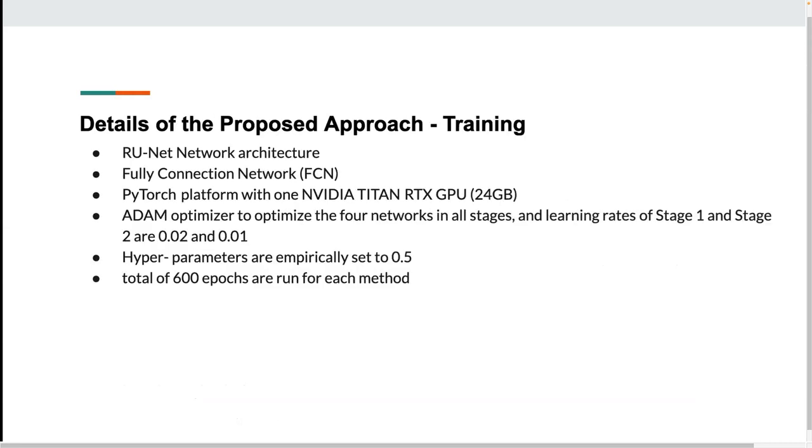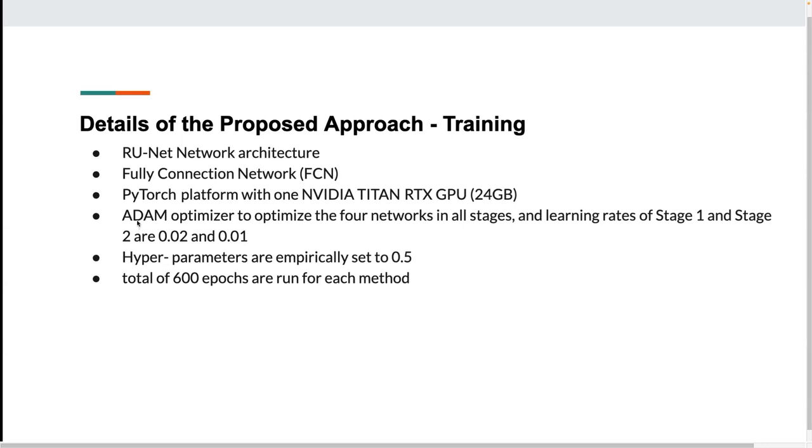So let's talk about the model that they use. They use the UNet network architecture, and the reason they use this one is that they want to capture the global information as an image domain synthesis network. Second, they use a fully connected network, FCN, because they want to keep most of the detailed information as a projection domain network. Lastly, they use the PyTorch platform and an NVIDIA Titan RTX with 24 gigabytes.